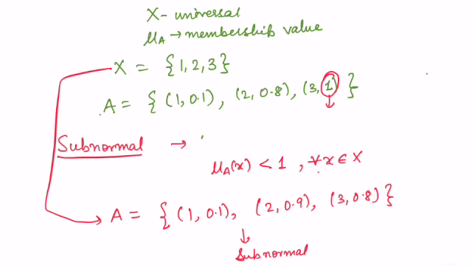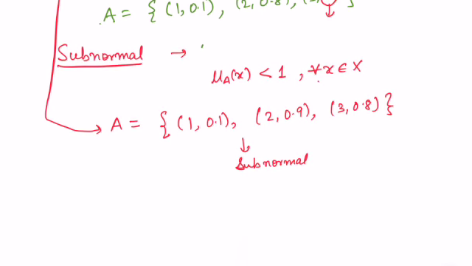Why is it subnormal? Because at no point is it taking value 1. At 1 it's taking 0.1, then 0.9 and 0.8. So this fuzzy set is a subnormal fuzzy set. Let us move on and understand the membership grade through representation.